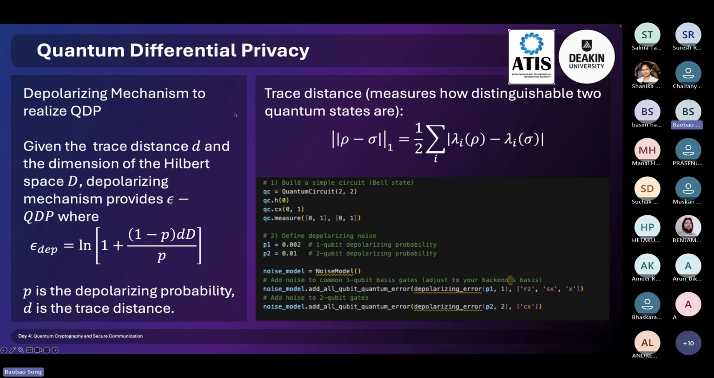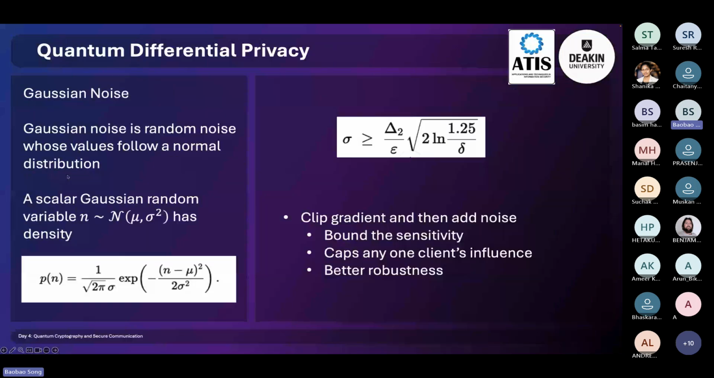So you can calculate their trace distance and use it to replace the d here. So you can calculate the epsilon to prove how much protection the mechanism will provide to the model. So that is one way to provide the internal privacy.